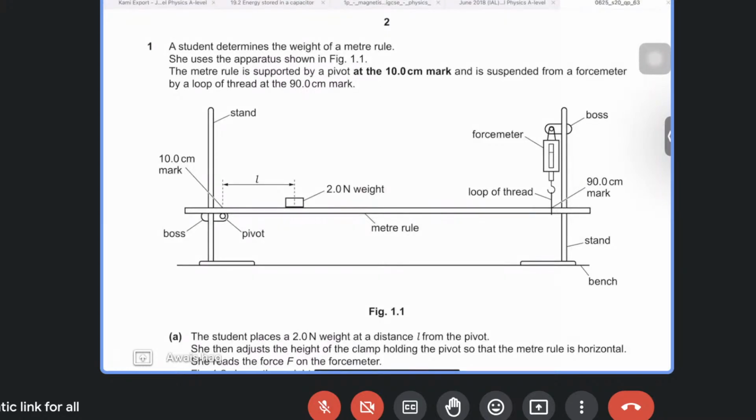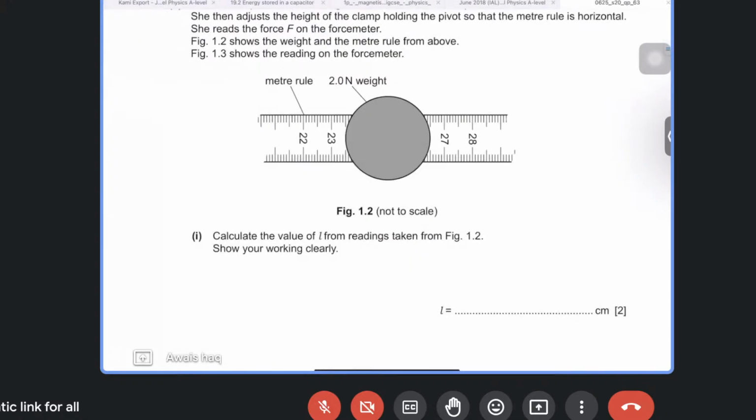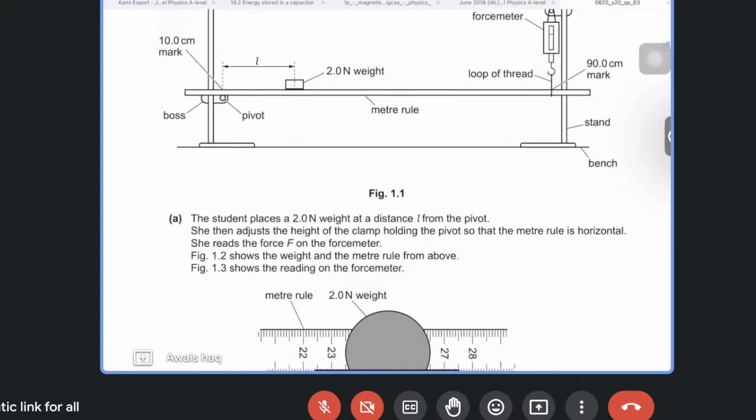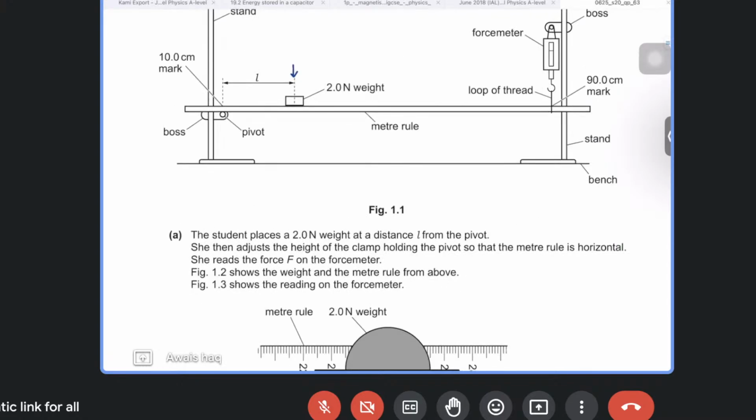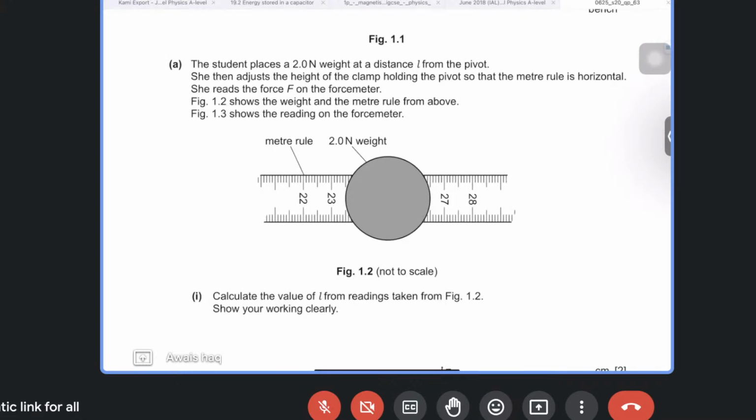So you've got a force meter, and they've said there's a loop of thread, then the pivot, and then there's a weight. First, they say calculate the value of L, using readings taken from figure 1.2, and show your working clearly. So you're going to see where the weight is. We want to find the center of this to the pivot, okay? The pivot is at the 10 centimeter mark.